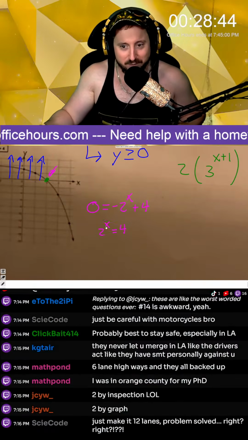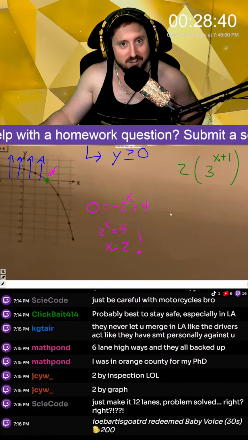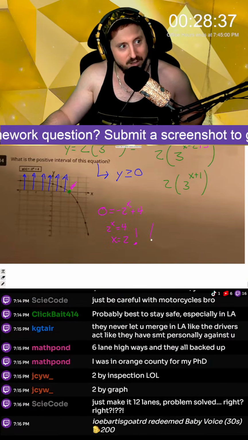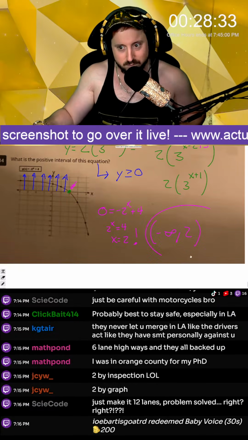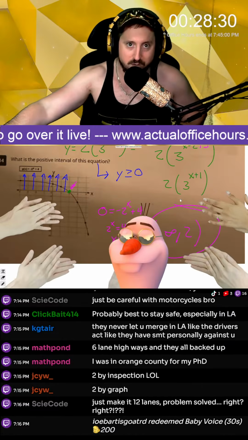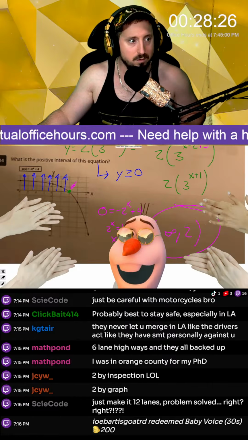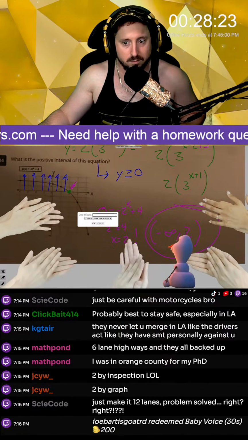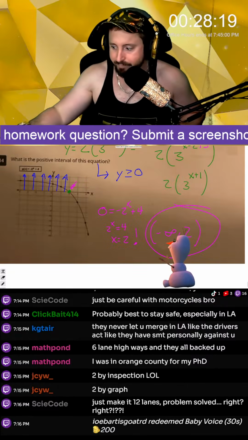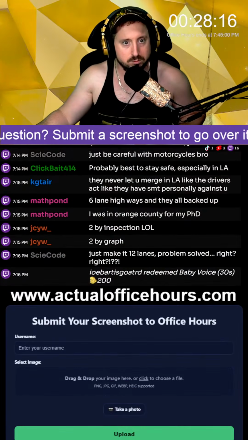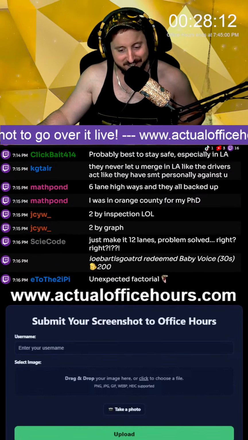It is 2 by inspection. But you could also show it this way, right? Okay, so x is equal to 2. Unexpected factorial. Surprise! So, interval is then negative infinity, comma, 2. There you go. Nice. Good job, James. Well done. Cool question. Yeah, I learned about unexpected factorial now, Zach, because of you.